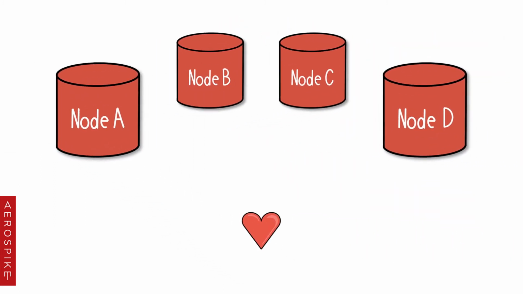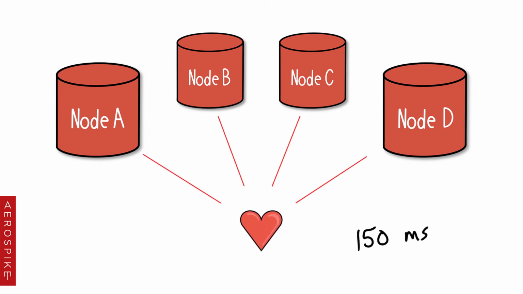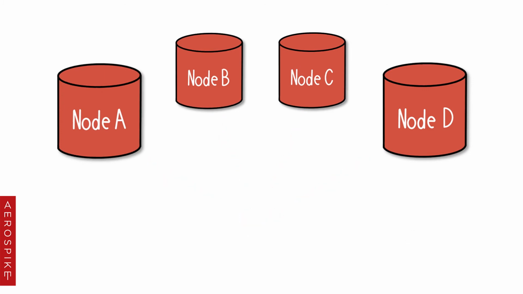The exchange of a lightweight heartbeat, by default every 150 milliseconds, allows each node to track every other node in the cluster. This ensures any changes are identified by all nodes and helps to maintain cluster integrity.